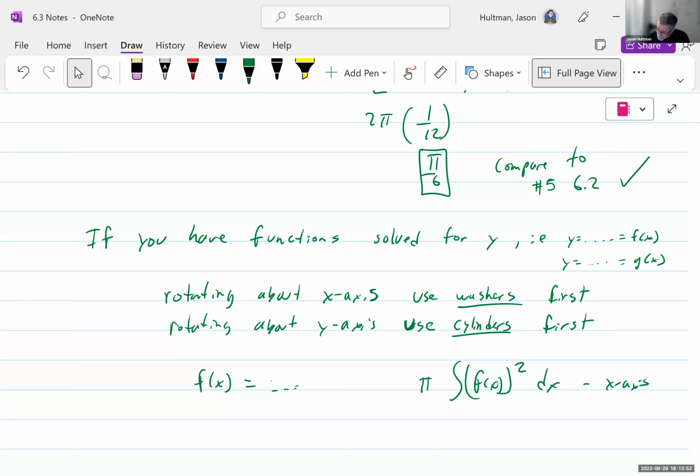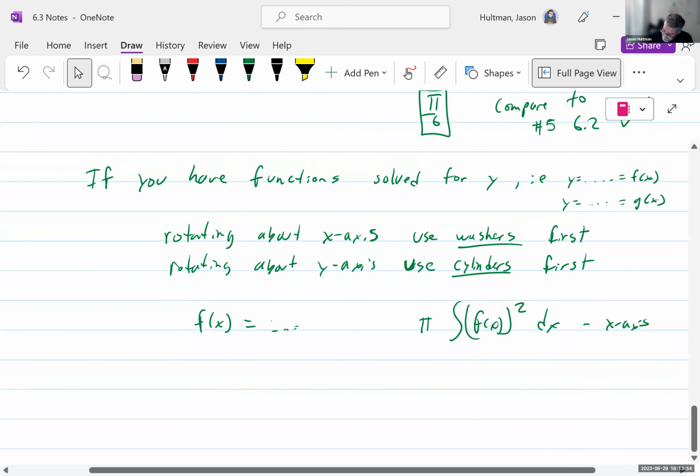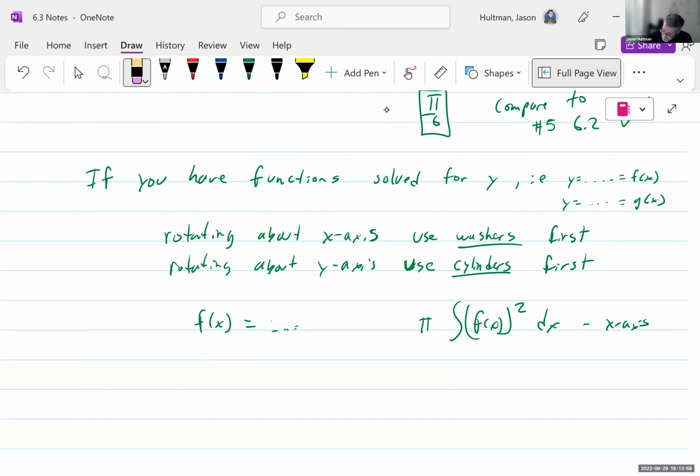And if I have the same f of x function and I'm rotating about the y-axis, I would want to do my cylinders. Makes sense?